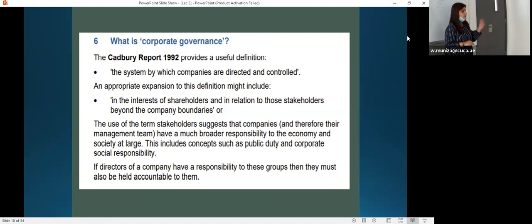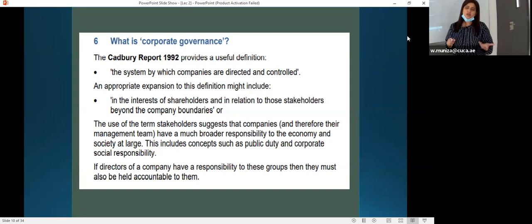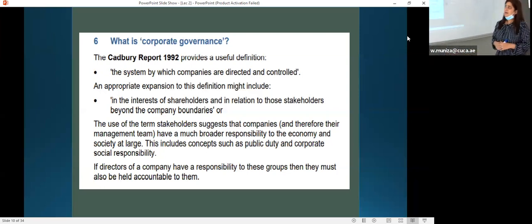UK Corporate Governance Code. Got it? The Corporate Governance Code is there in order to ensure that companies are run and directed in a fair manner. Further, they say an appropriate expansion to this definition might include in the interest of the shareholders and in relation to those stakeholders beyond the company borders.